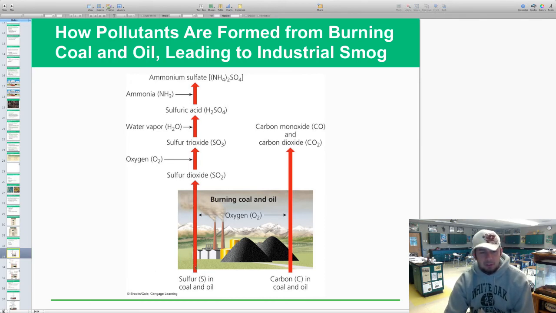Let's talk about the sulfur part. So sulfur is in coal and oil, both sources. As that is burned, it comes out as sulfur dioxide. It combines with oxygen in the atmosphere to make sulfur trioxide. As it moves further and combines with water vapor, it becomes sulfuric acid, and then can also recombine with ammonia in the atmosphere and become ammonium sulfate. And again, as sulfuric acid, that can also come down as acid deposition. Carbon, on the other hand, burns off, and as it's burned, it becomes carbon dioxide or carbon monoxide, and that's a very simple molecular change for carbon.